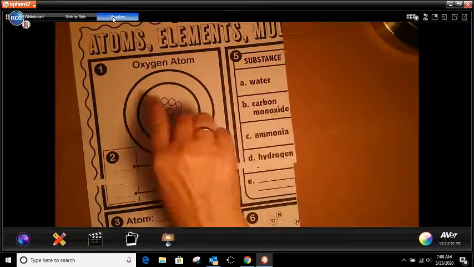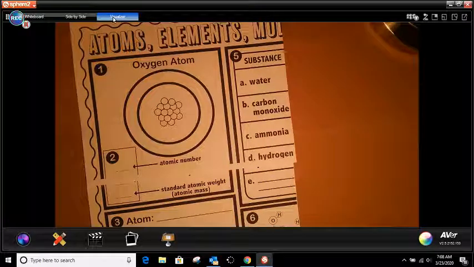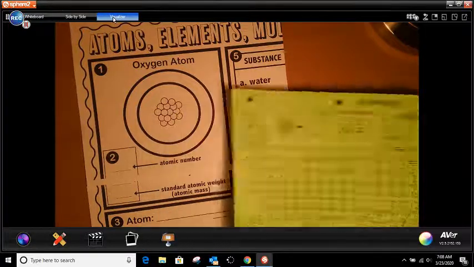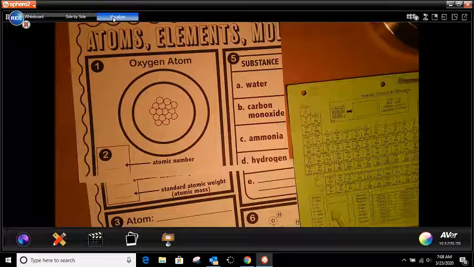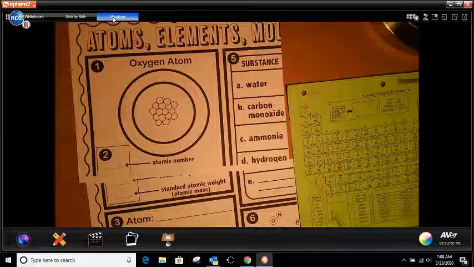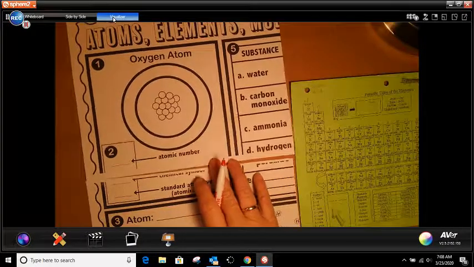So the first thing I'm going to do is start with question number 1. Question number 1 pretty much asks us a question. It says it's an oxygen atom. So based on that, we would have to pull out our periodic table. You always will be using this periodic table, and then you're going to look and see what it's asking for.